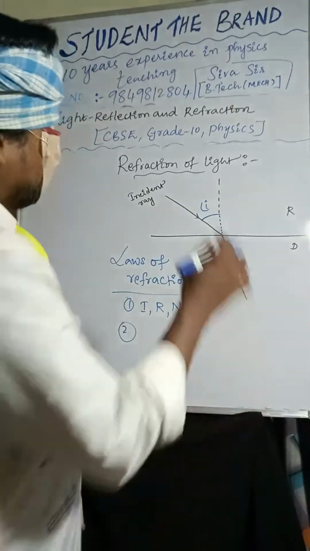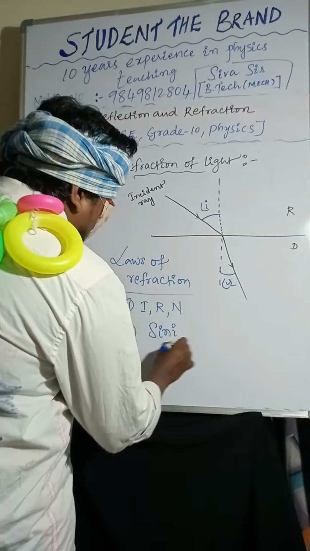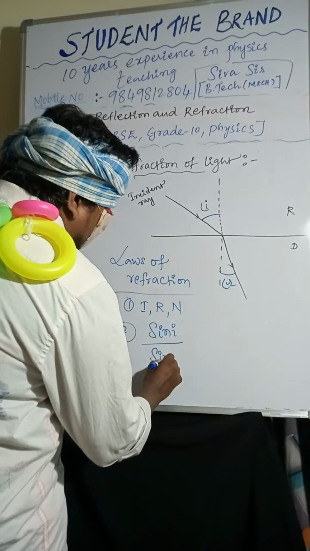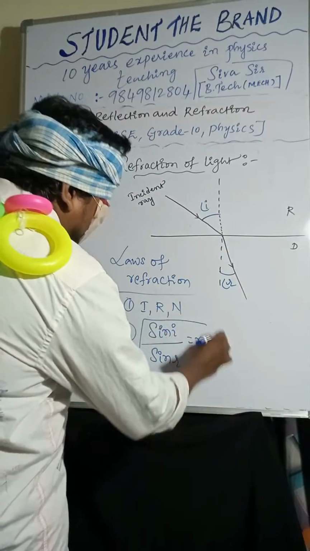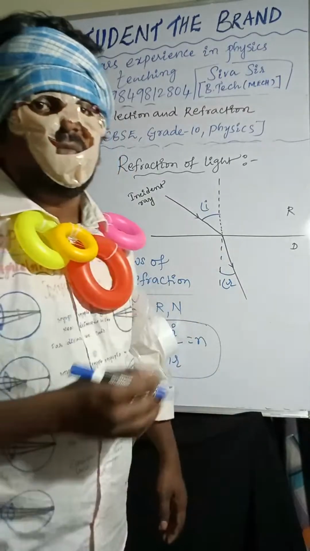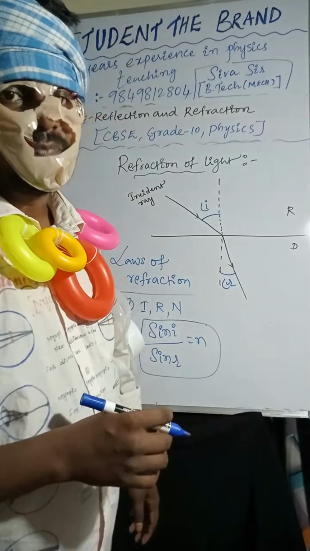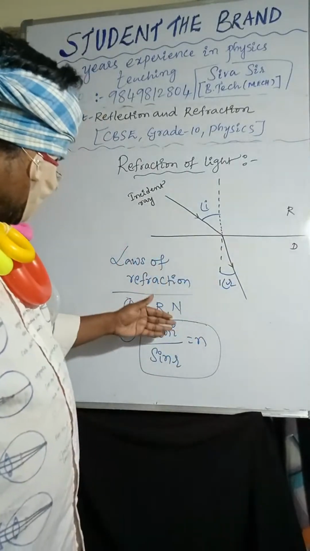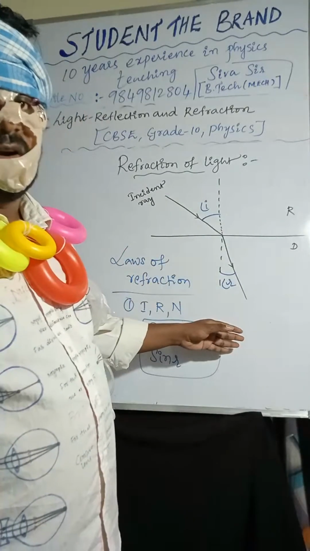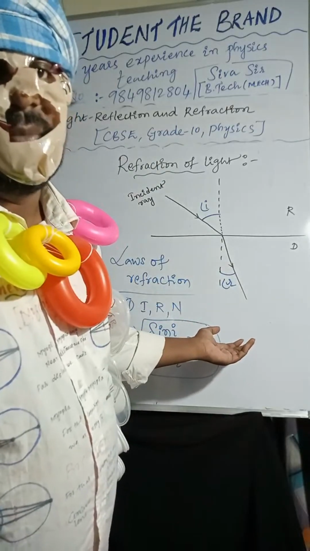The second law: the sine of the angle of incidence to the sine of the angle of refraction is equal to a constant. That is nothing but the refractive index.